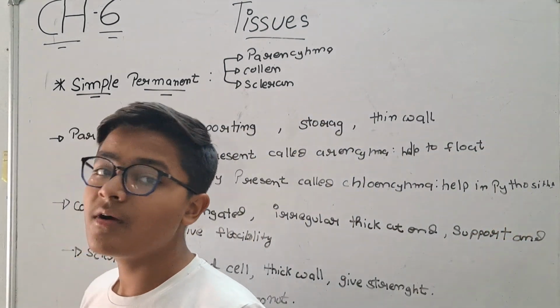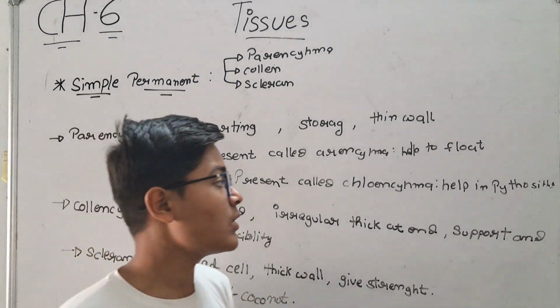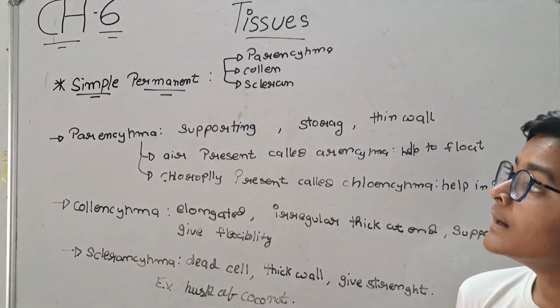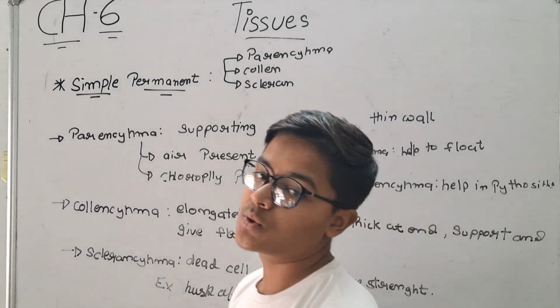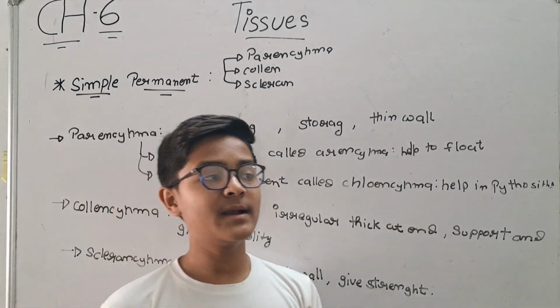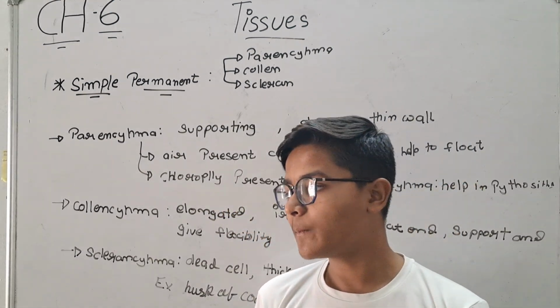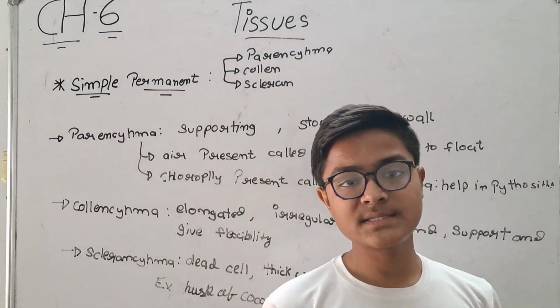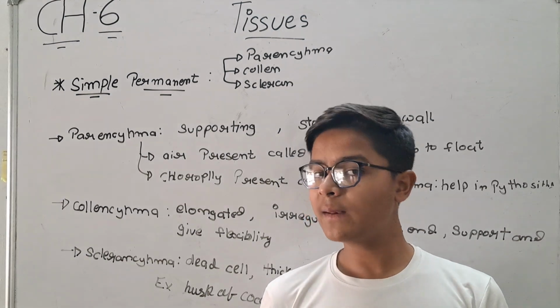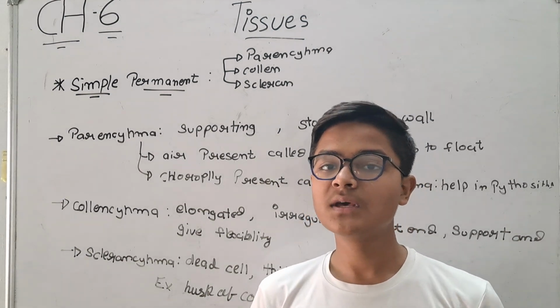Okay, we have completed our simple permanent tissue. Now let's move forward to complex permanent tissue. After doing complex permanent tissue, our topic plant tissue will be over. Then in the second part we will do animal tissues. So let's see complex tissue.